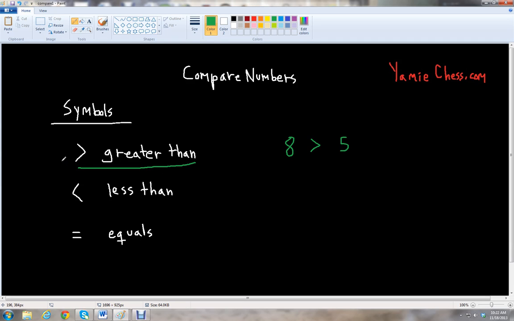Notice that the greater than symbol may be thought of as an alligator mouth, or some teachers use Pac-Man for the open mouth. Notice that the mouth is pointed towards the greater number. So the mouth is pointed towards the 8. The mouth is like eating the greater number.